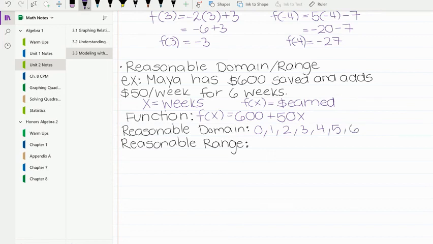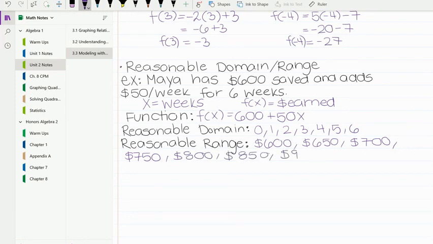All right, the next one is reasonable range. So we know that the range is the f of x, or y, which represents the amount of money earned. So she has $600 in week 0, and then from there, she's going to keep on adding $50. So week 1, she has $650. Week 2, she has $700. Week 3, $750. Week 4, $800. Week 5, $850. And week 6 would be $900. So that would be your reasonable range.